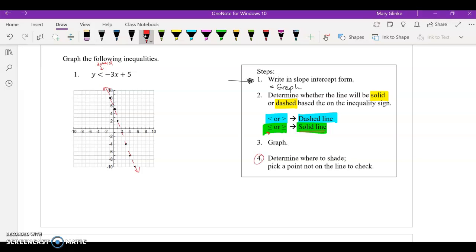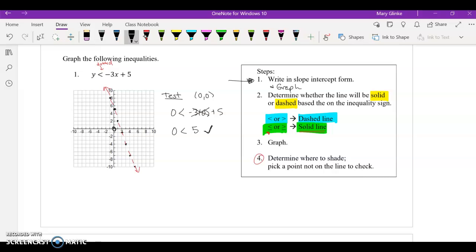So now we need to determine where to shade. We're going to pick a test point. The idea of this is either this half is going to be shaded or this half is going to be shaded. So we need to figure out which half is going to work. I'm going to pick a test point that is not on our line. To me, 0, 0 is a really nice test point because when you plug it in, things cancel each other out. If I plug in 0 for y and 0 for x, this part goes away because 0 times anything is still 0. So we're asking ourselves, is 0 less than 5?